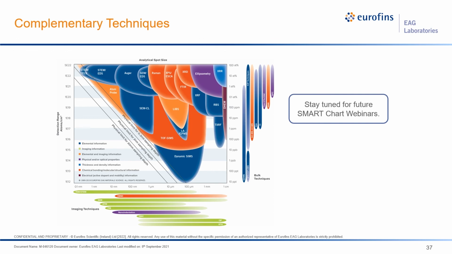As I mentioned early on, EAG has a wide variety of diverse techniques at our fingertips, and often literally just down the hall. The SMART chart can serve as a guide to compare and contrast analytical techniques to determine which one is applicable to the problem at hand. But it's also worth pointing out that since no analytical technique can serve as an all-purpose black box of answers, we find many situations where multiple techniques are necessary to get the full picture.